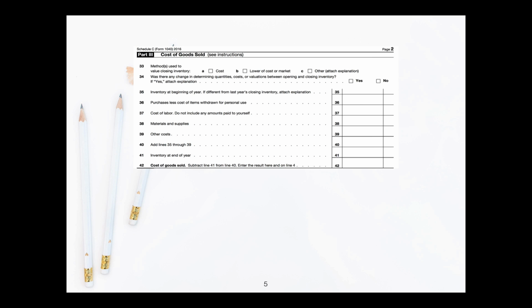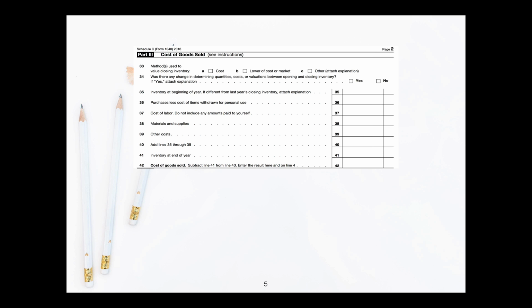Now that we understand a little bit more about what inventory and COGS actually are, let's take a look at how they're reported on your tax return. Now this is a screenshot of page 2 from your Schedule C, which is the form that you're most likely required to fill out for your business each year. Page 1 has got all the usual stuff like your total sales and your business expenses, and then page 2 has got part 3, which is especially for calculating your COGS deduction.